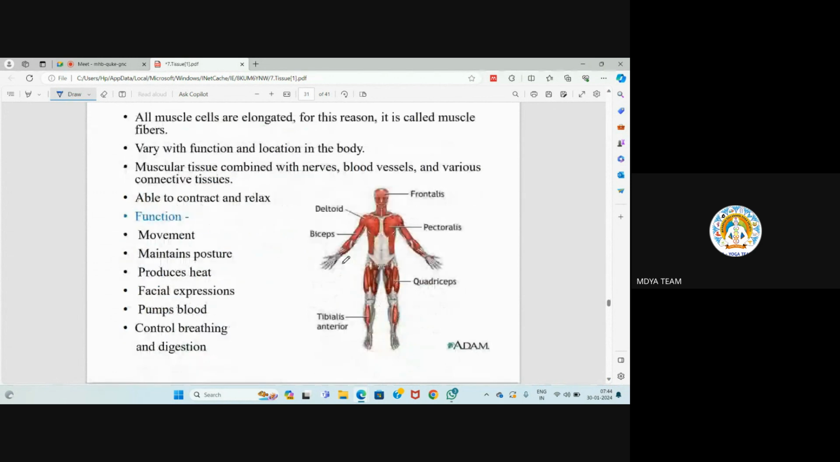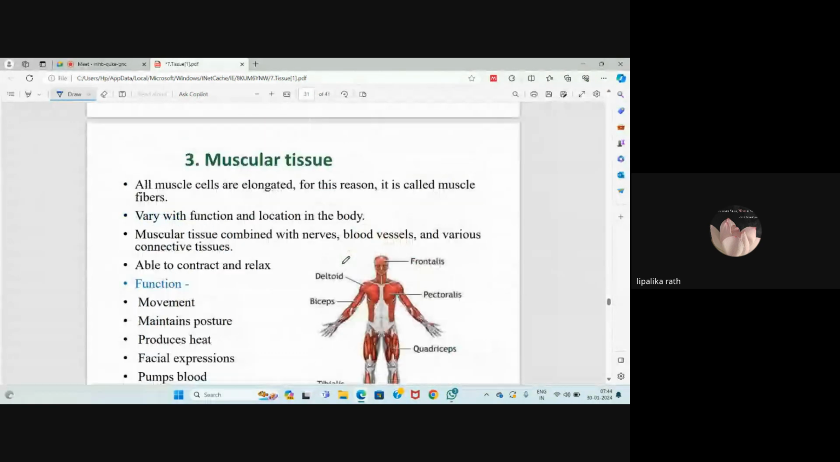Excuse me. Yes. Excuse me. Ma'am, please explain that first line of muscular tissue. Yes, this one? The first line, all muscles. For all muscles, that thing I could not get it, ma'am. Okay.